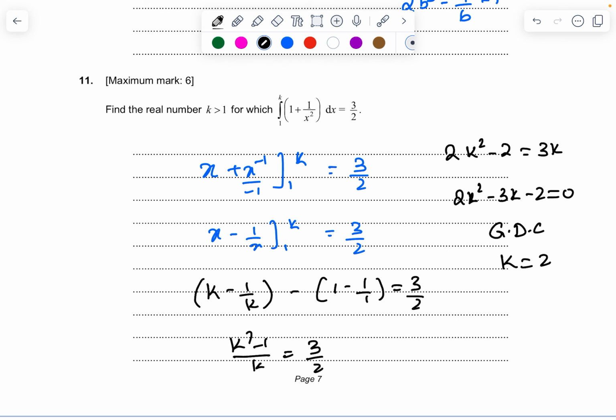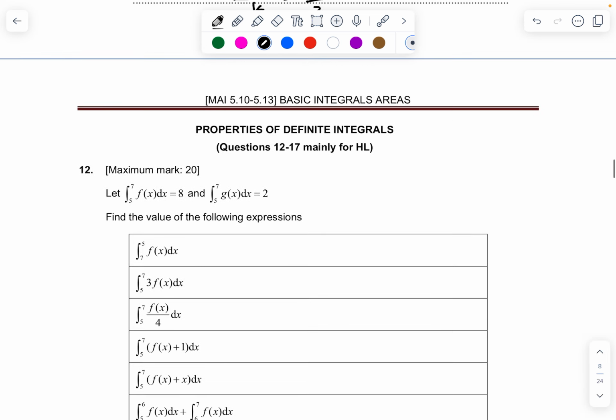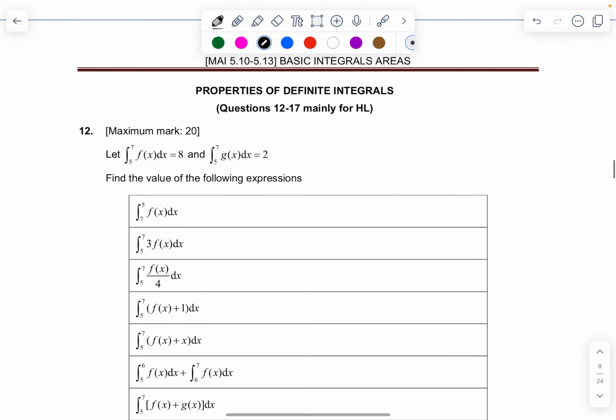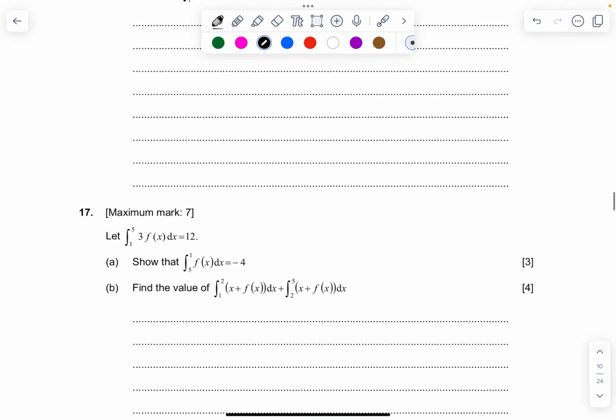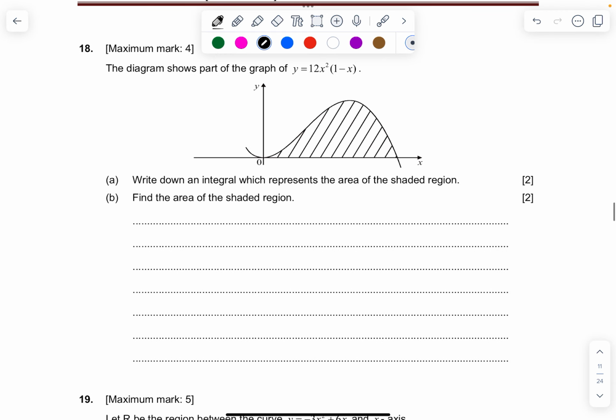Now coming to question number 12. Questions 12 to 17 are mainly for HL because this video is only for SL, so I am not doing 12 to 17. So I am going to do question number 18.